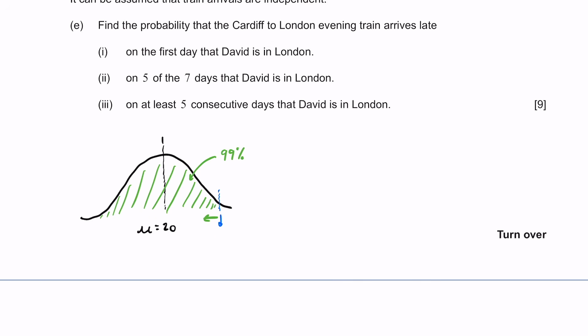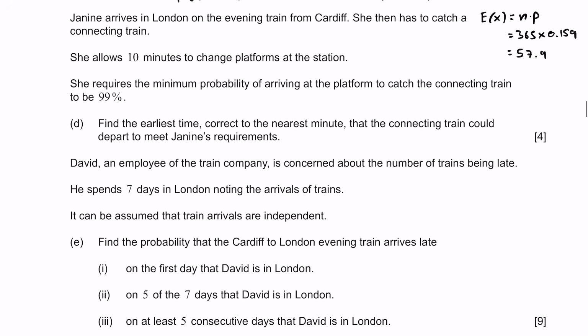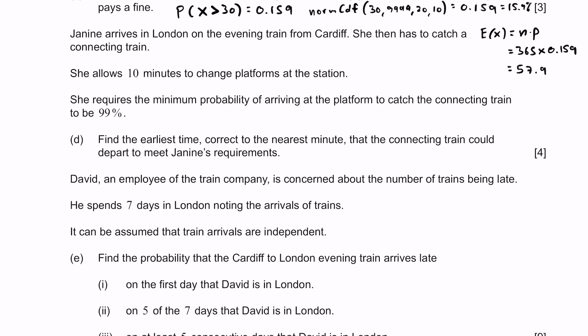So this value corresponds to 43.264. But remember, I think there was a 10-minute grace period, she wanted to allow 10 minutes to change platforms.